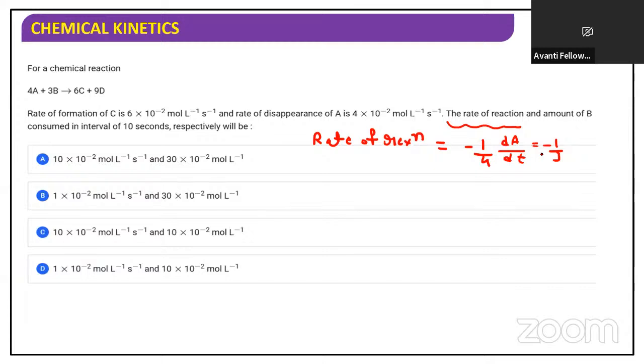So we can write rate of reaction is equal to minus 1 by 4 dA by dt, also equal to minus 1 by 3 dB by dt, and also equal to plus 1 by 6 dC by dt. So we can write in any manner, right? So let's calculate the value.